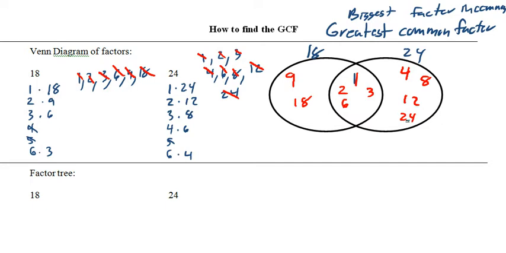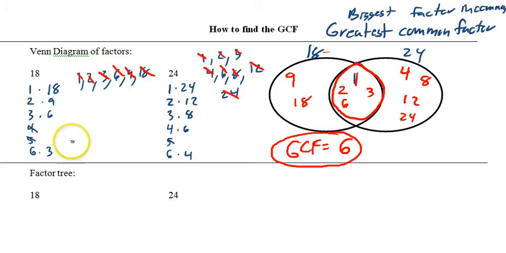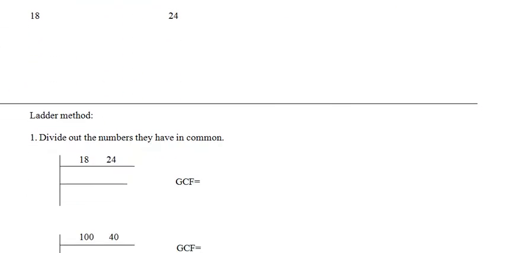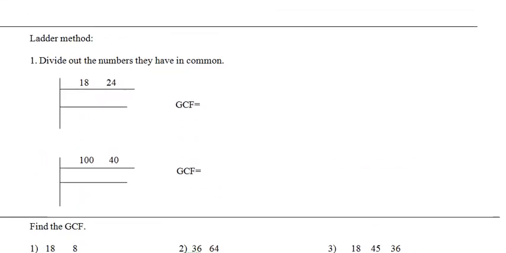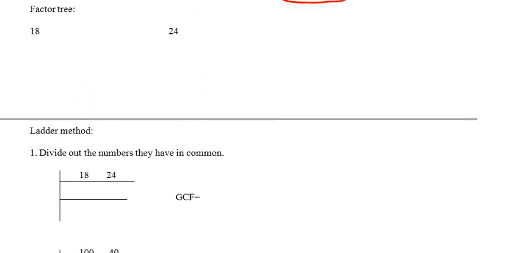So, if you look at it, we're looking for the biggest factor that's in common. So we're looking at this little region right in here. And what's our biggest number? 6. This is our GCF. It's the greatest common factor. This is a lot of work. And so we're going to show you 2 different ways. The first one's a factor tree, and then the next one's a ladder method. And you can figure out which method you like better and try it on those last 3 problems down there.